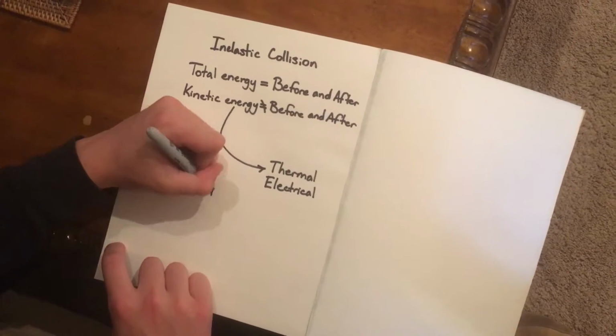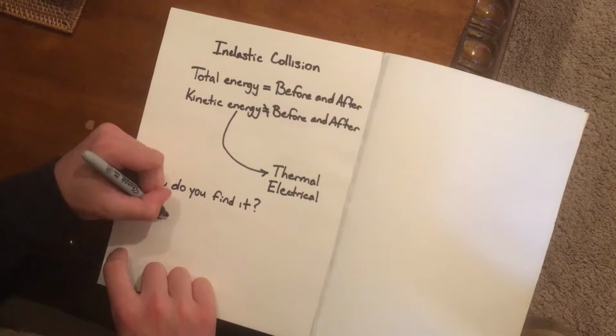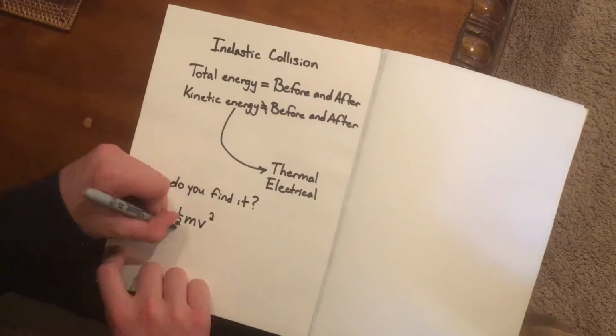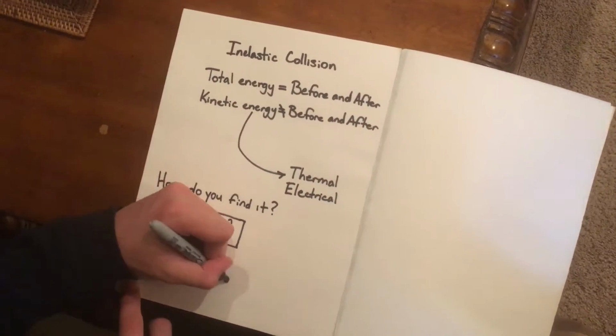But how do you find kinetic energy? The formula for kinetic energy is half the mass multiplied by the velocity squared.